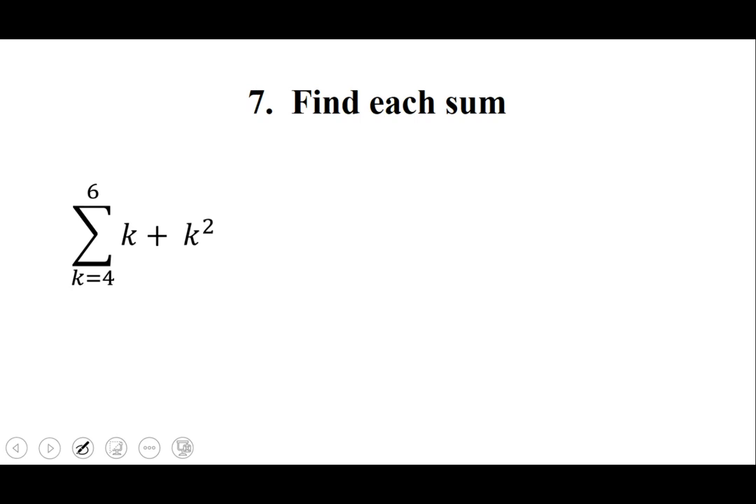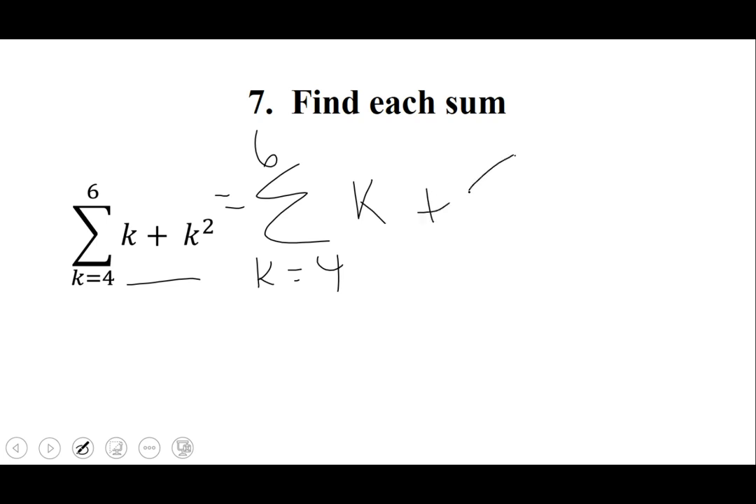Consider number 7, you're being asked to find the sum from 4 to 6 of k plus k squared. So this is the third or fourth property of summation, which says if you are taking the sum of more than one function, either being added or subtracted, then you are allowed to break that up into the sum of the first function from 4 to 6 plus the sum of the second function from 4 to 6.